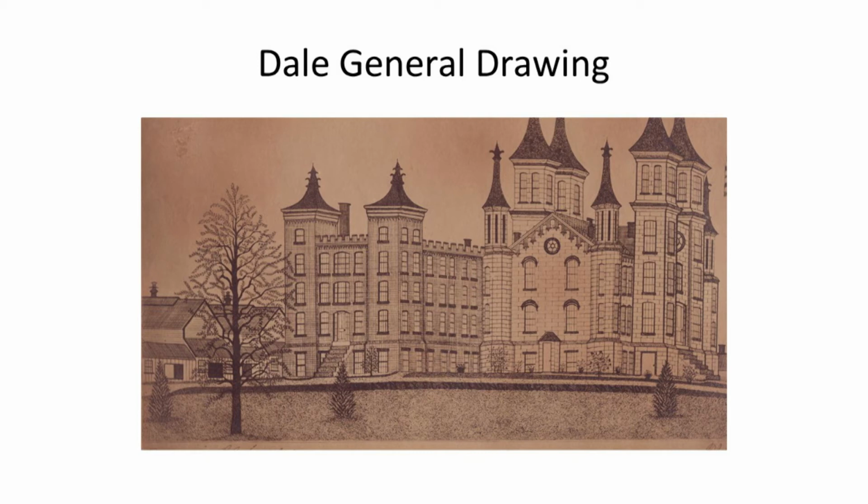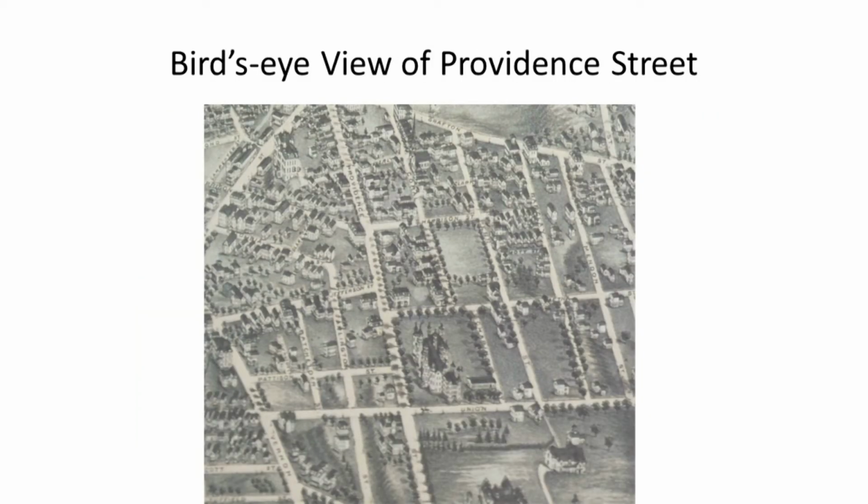I just wanted to mention that as soon as the Civil War was over, after only 14 months, the federal government shut down the lease, and the building again became empty, and I'll talk about that as we go on. This is a bird's eye view of Providence Street in Worcester, and this is in the 1870s. And you can see the area right at the middle there of what was the Dale General Hospital. And Worcester Academy actually moved into that building 4 years after the Civil War ended. They moved up the hill in 1869.